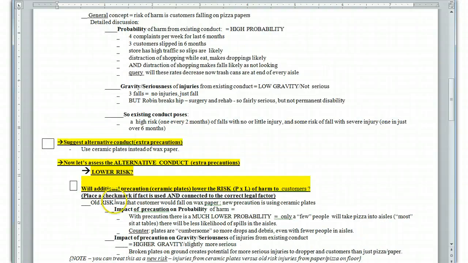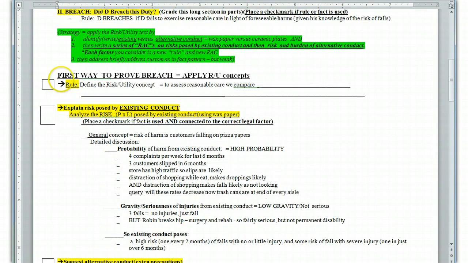So let's work our way through this analysis. Remember, as we do it, each factor, P and L, is in fact a rule that you're going to state and apply. So the first thing you'd need to do is explain the risk utility concept. Okay? Let's go into our analysis. First, we're going to analyze the risk posed by an existing conduct. We want to look at the probability of harm and the gravity of harm that the existing conduct poses.